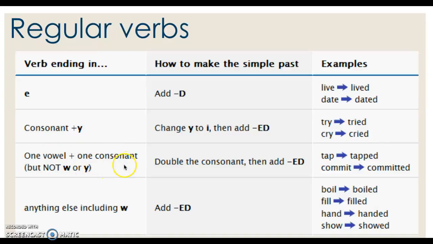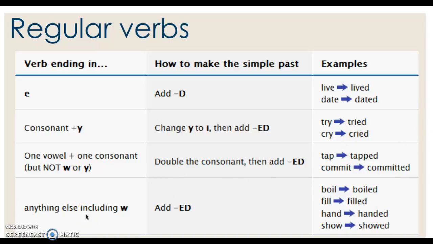The third case is when we have one vowel and one consonant. In this case, we need to double the consonant. So look, the verb tap has the structure consonant, the T, vowel, the A, and consonant again, the P. If we have words like this, we need to make the last consonant double. The same with commit, we have to double the T because we have consonant, vowel. Don't worry about it. You will get used to it. It's not so complicated, but don't worry.